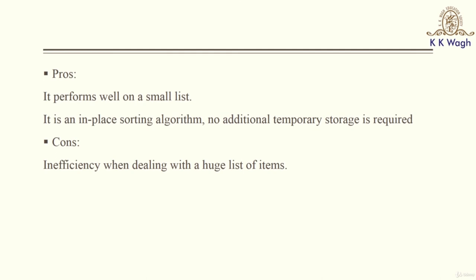And the con is that it is inefficient when dealing with a huge list of items. When the number of elements is huge, that is, a huge amount of data is there, and you use this selection sort, the speed will be very slow. So that's the main problem with this selection sort.